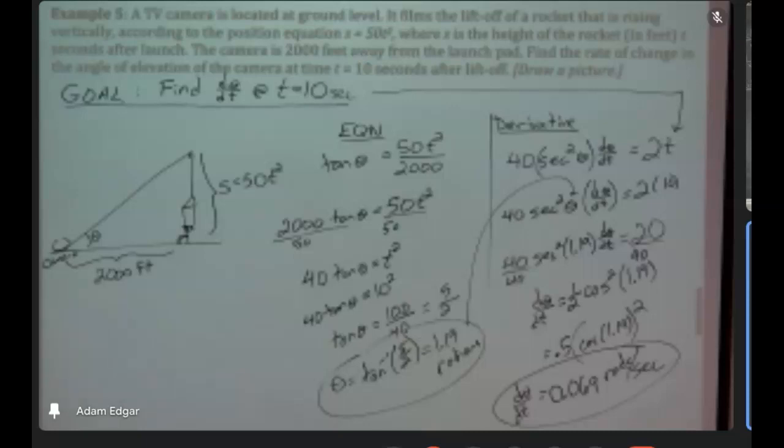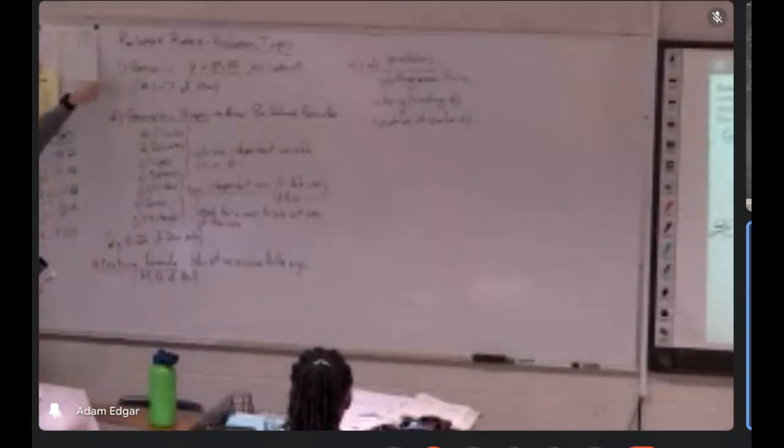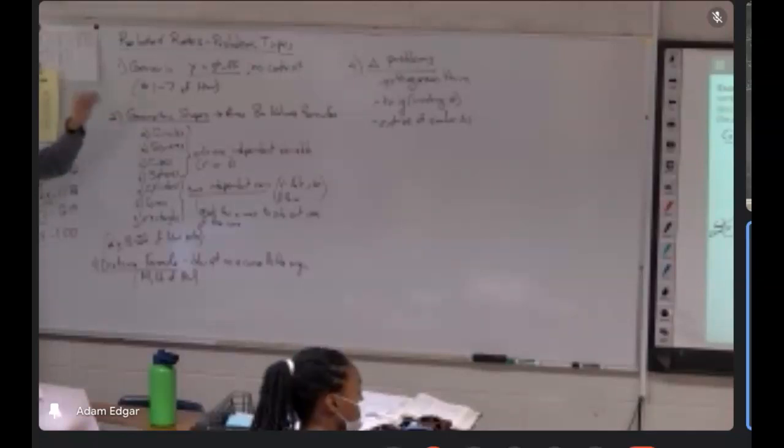So I wrote over here the different types of related rate problems. There's just the generic XY stuff with no context. That was like 1 through 7 of your homework. You had 1 through 5 and 6. No, 1 through 5 and 7 due yesterday, and then 6 is due tomorrow.